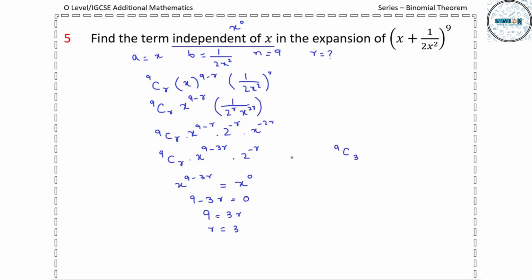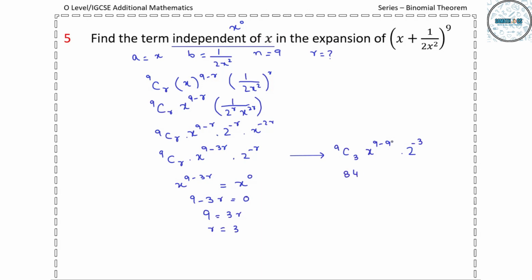9C3, x with power 9 minus 3 into 3, 9 minus 9. 2 with power negative r means negative 3. 9C3 is 84.